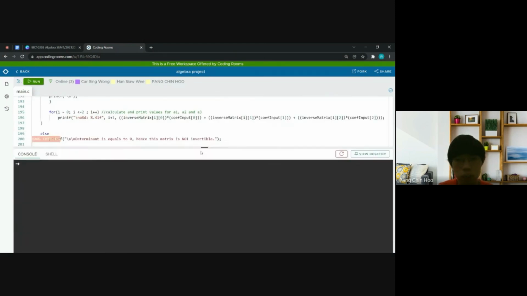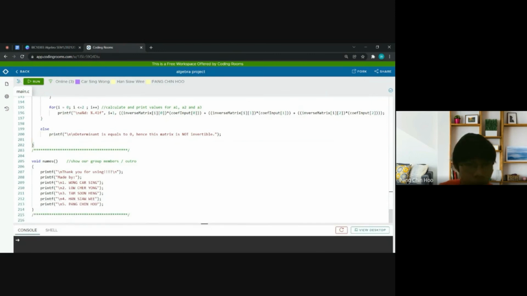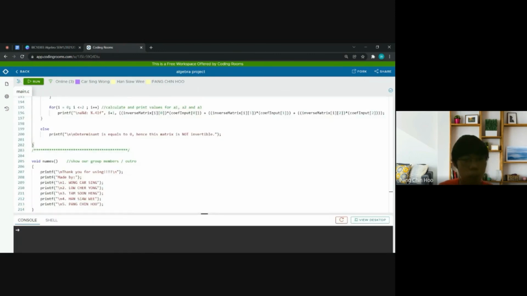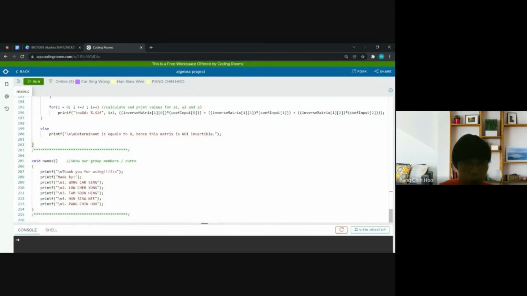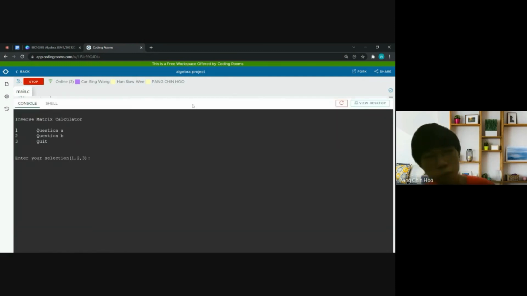After this, I'm talking about the name functions, which print the group members after the program is quit. So right now I'm going to show the output for our program. Here we have 3 selections: the first one is for question A, the second one is question B, and the third one is quit.